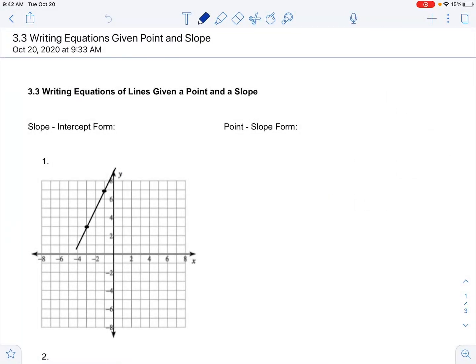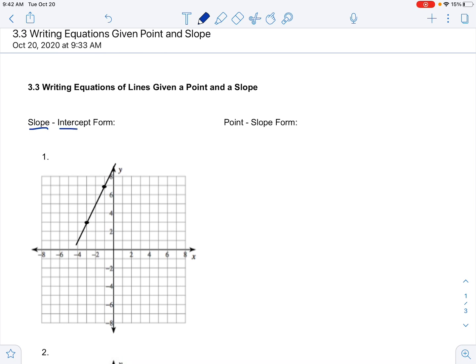All right, so now we're going to do writing equations of a line given a point and a slope, so it's a little bit different. The first thing I want you to do is the slope-intercept form, which is what we just talked about. I want you to write the equation for slope-intercept form. Go ahead and pause and do that now. Okay, so slope-intercept form would be y equals mx plus b. That's the equation that we do most of our stuff from.